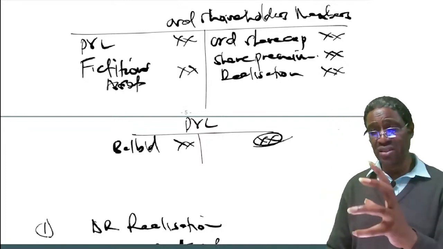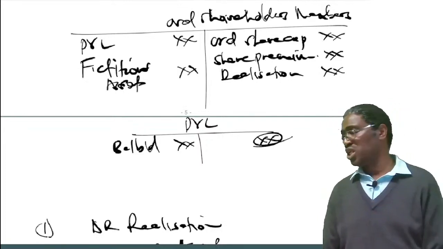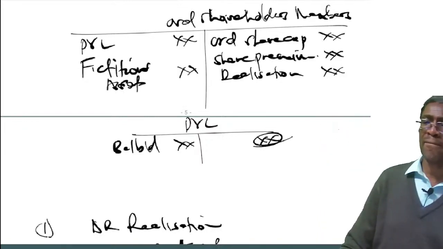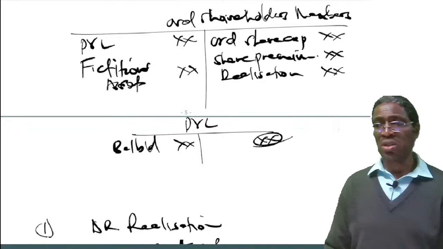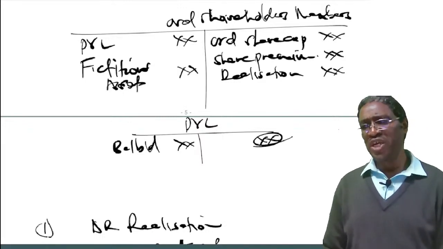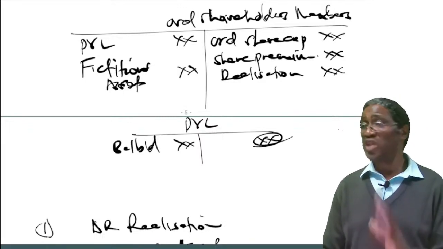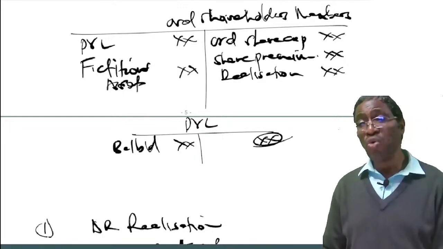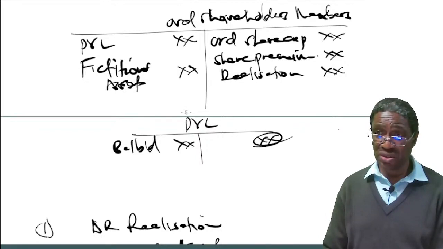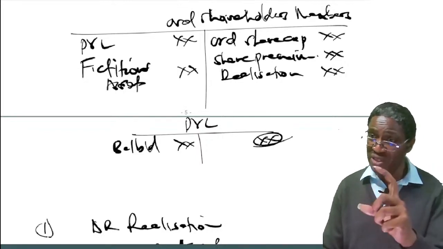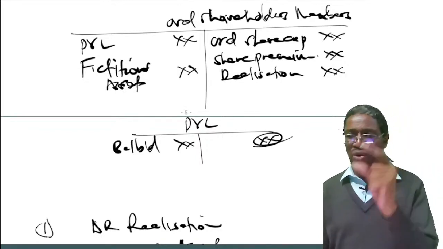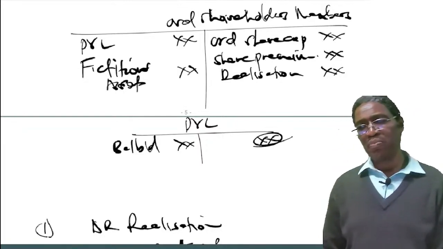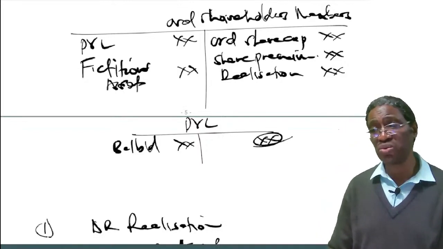Number 15 and the last one. Number 15 and the last one is this. Listen. I told you everybody must be paid what is due to them so that they go their way. So the last person to be paid are the ordinary shareholders. That is step number 15, which says pay the ordinary shareholders what is due to them.